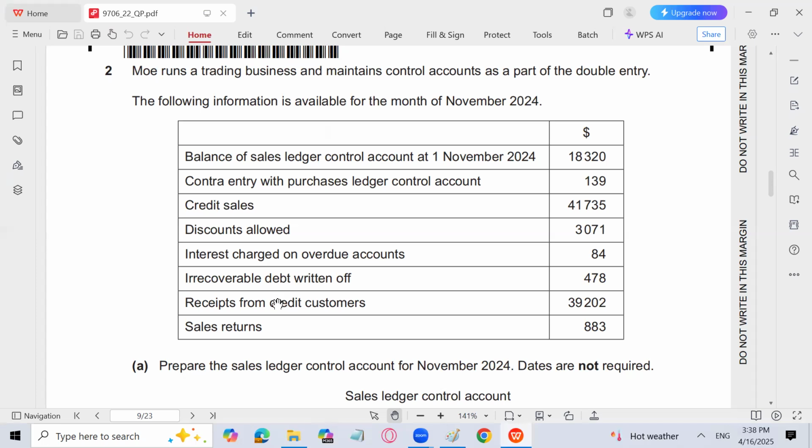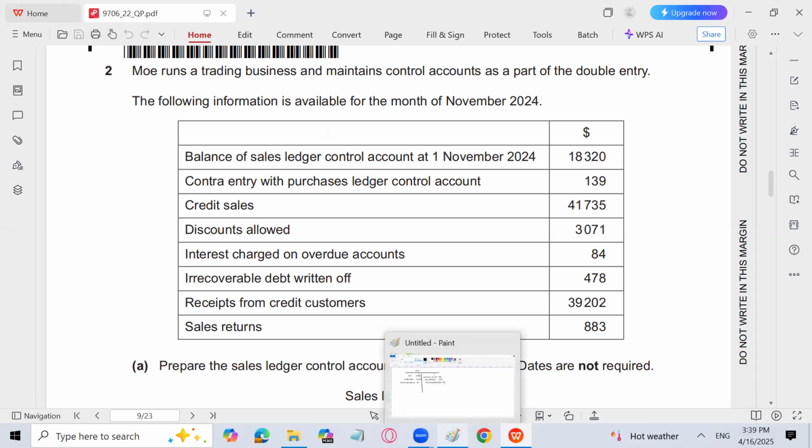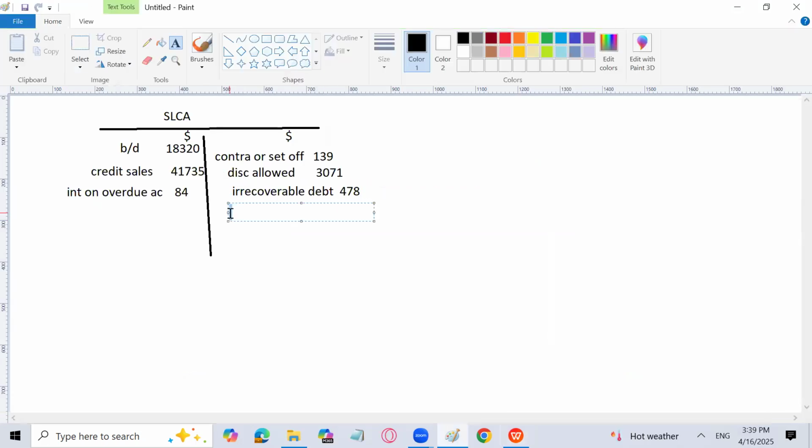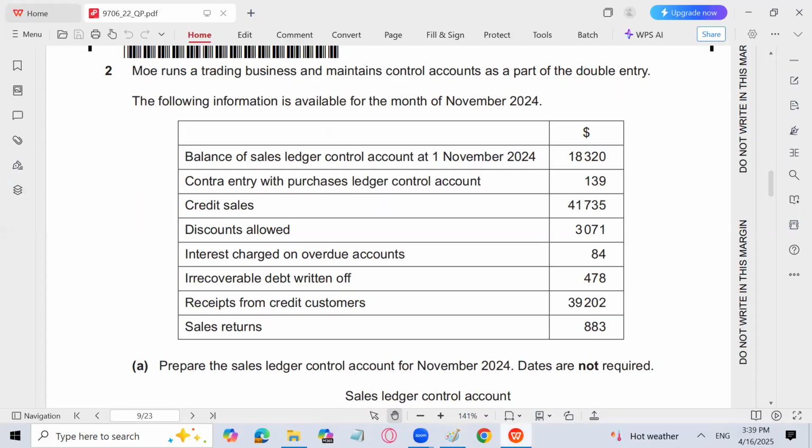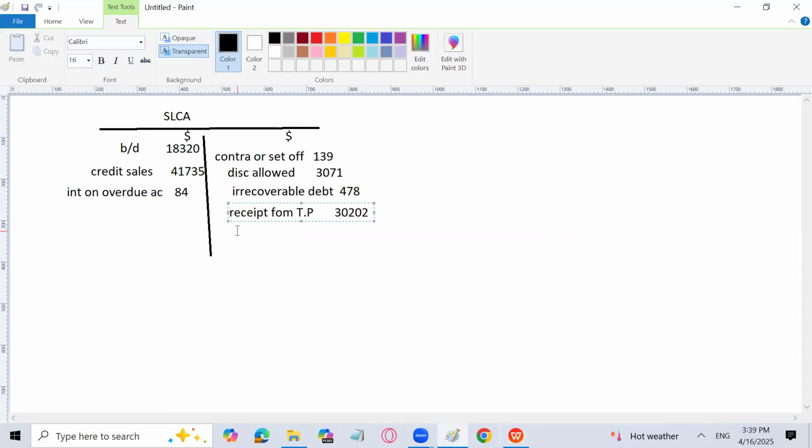Next is receipt from credit customers, 39202. It is basically a cheque receipt from customer or cash receipt from customer. It will come on the credit side. Receipt from trade receivable 39202. Next is sales return 883. It will also come on the credit side. Sales return 883.